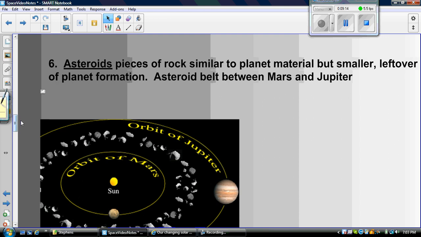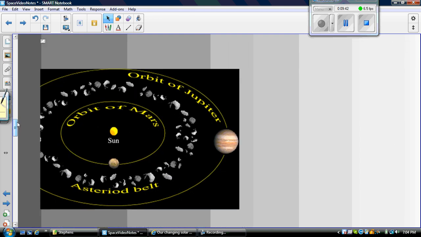Okay, so now let's talk about other objects that revolve around our sun besides planets. So you have asteroids. These are pieces of rock very similar to planet material, but they're smaller. We think they're left over from planet formation. So all the dust, ash, and gas that did not get put into a planet was left over as asteroids. We have a huge asteroid belt between Mars and Jupiter. Make sure you write that down.